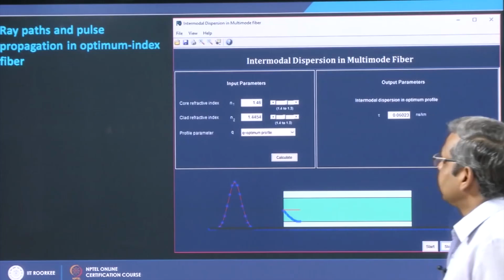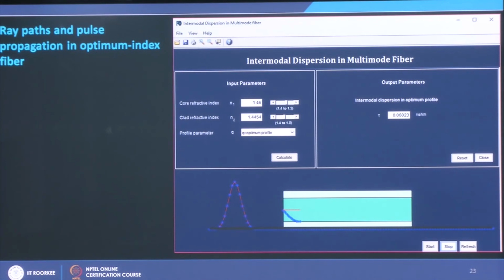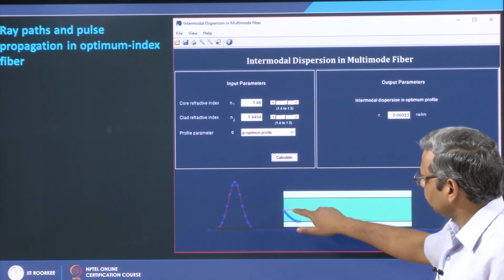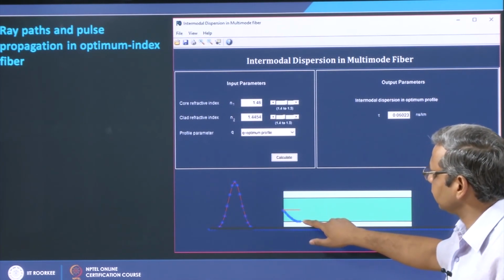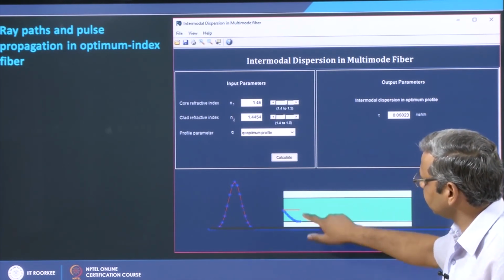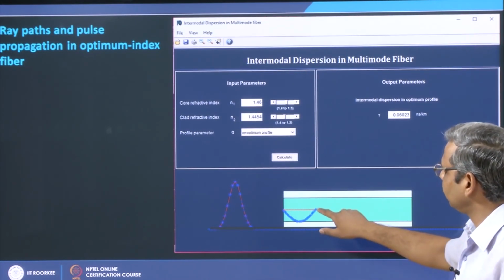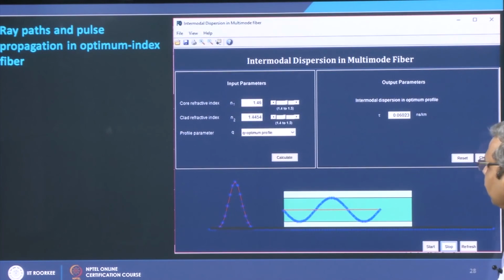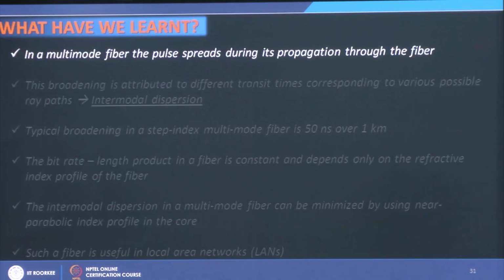If I now see the same thing for optimum index fiber, then by the time the red one reaches here, the blue one reaches here. So, they traverse the same length of the fiber. The red one reaches here, the blue also reaches here. So, they go along, and at the output end both of them will reach almost at the same time. So, the intermodal dispersion is minimized.